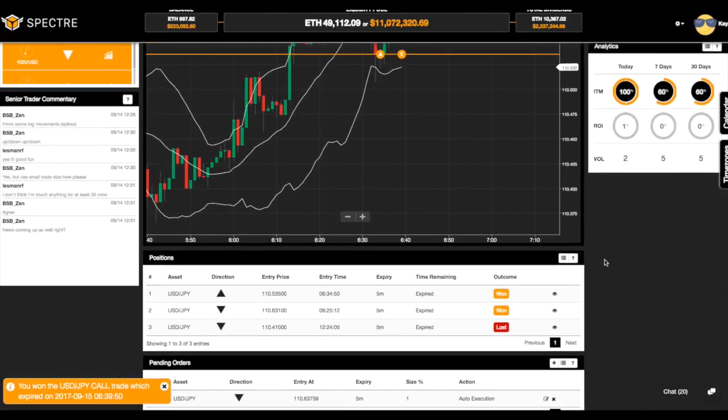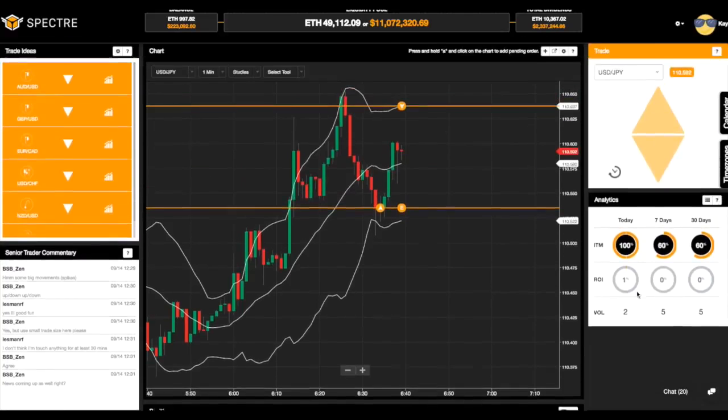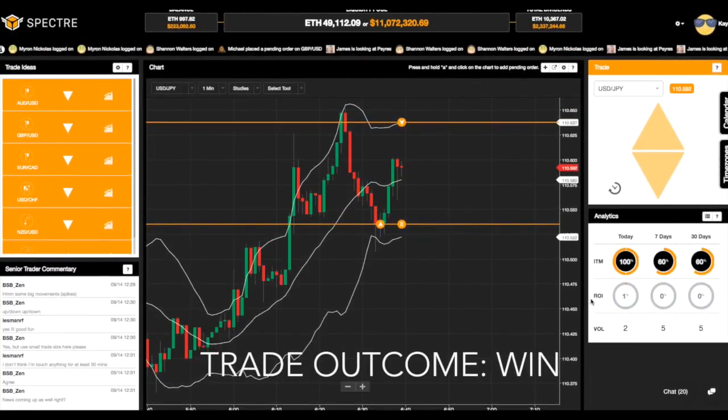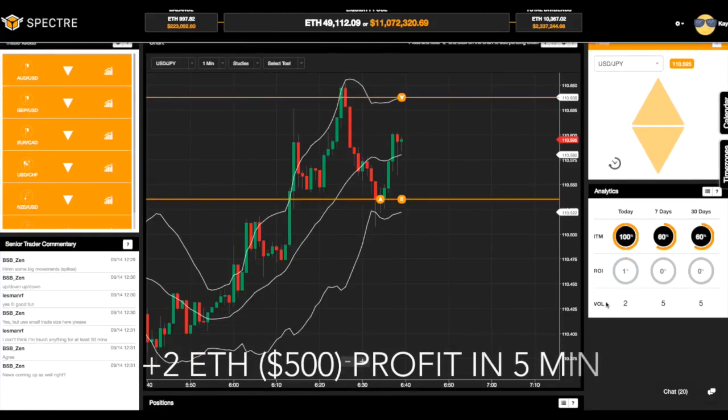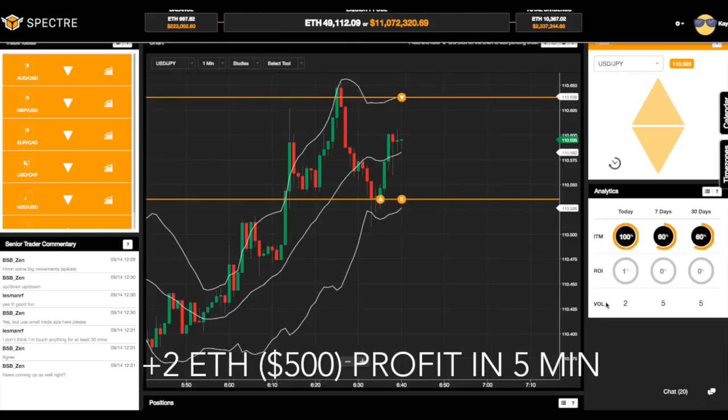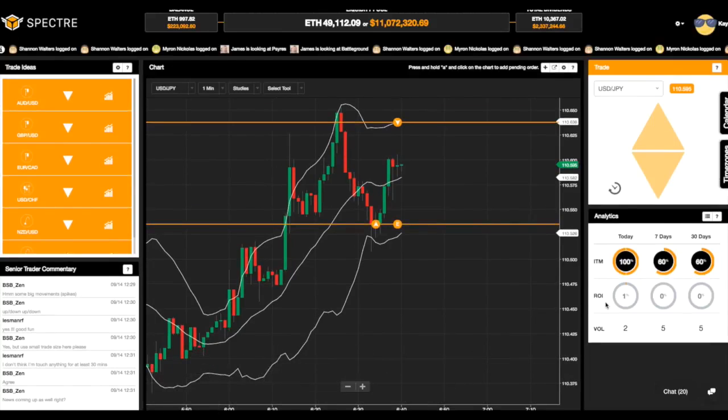And by the way, while I've been blabbing on, the trade has won, the US dollar Japanese yen. It expired just a few seconds ago and I won that. So that was an instant credit to my account. That was around 1.5, 2 ethers of profit, right? Within 5 minutes. I hope that helped and look forward to seeing you in the MVP.